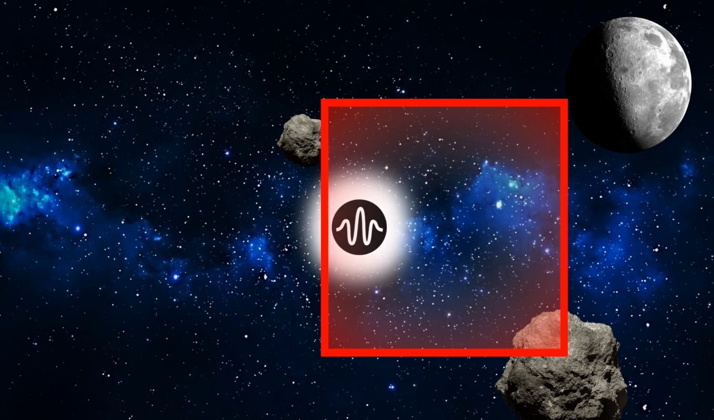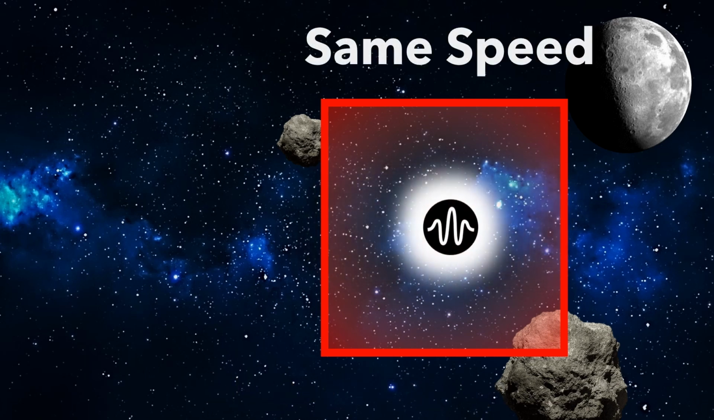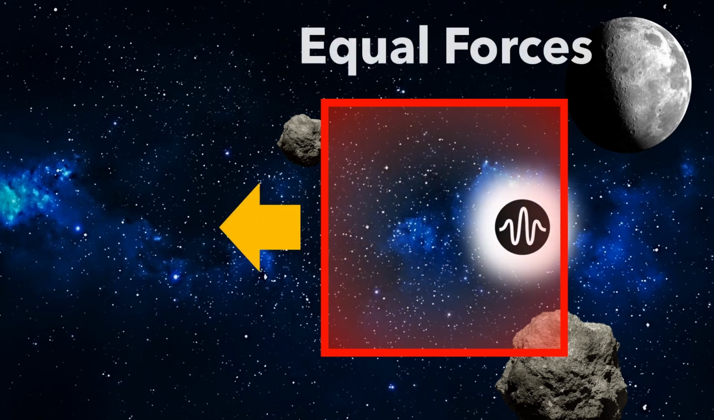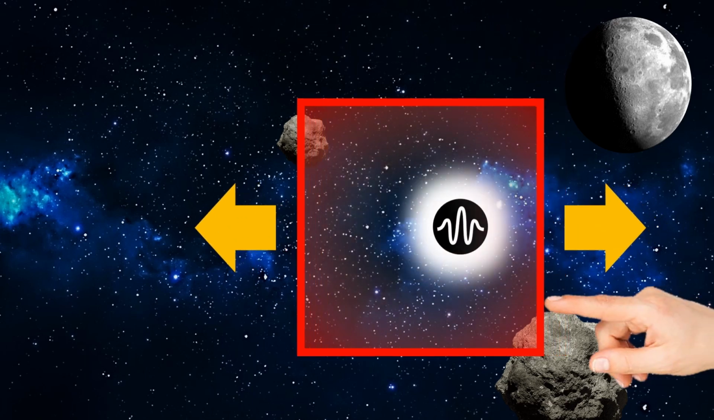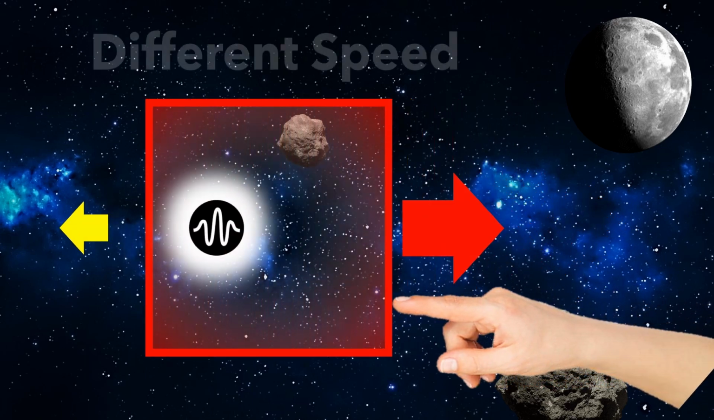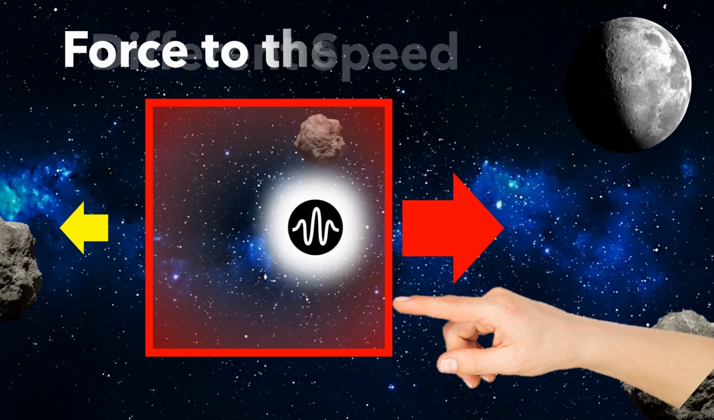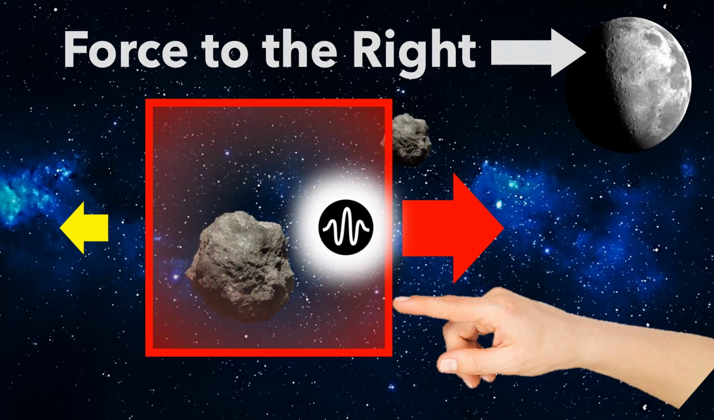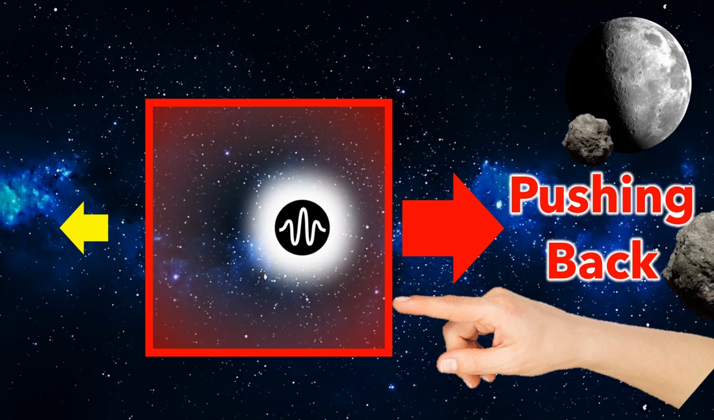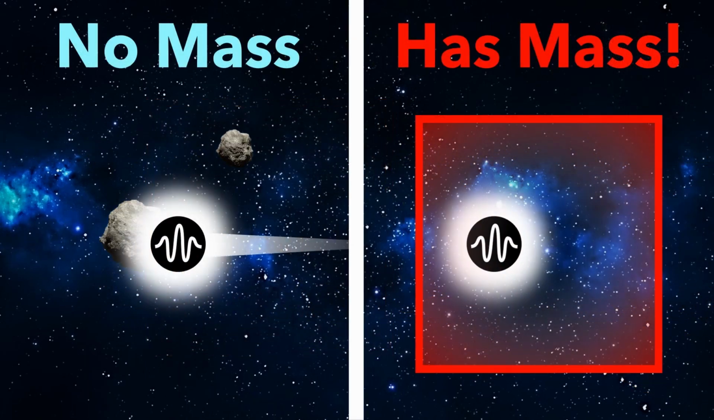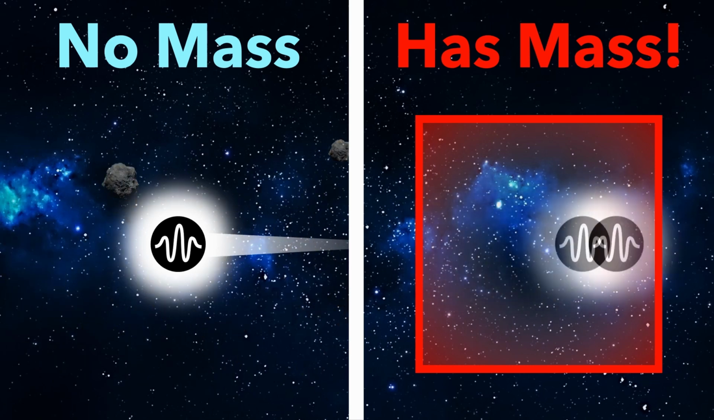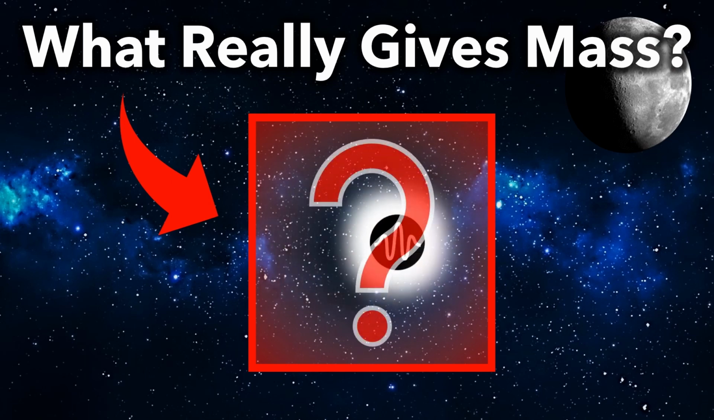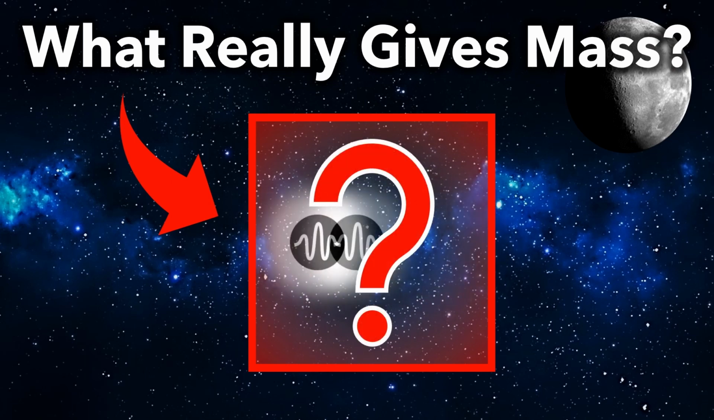Why? Well, the photon bounces off both walls at the same speed, exerting equal forces on both walls, which cancel out. But now, if we try pushing the box to the left, the photon bounces off the right wall faster than the left wall, exerting a bigger overall force to the right. The photon is pushing back. In other words, interacting with the box has given the particle mass. But particles aren't really trapped in boxes, so what really gives them mass?